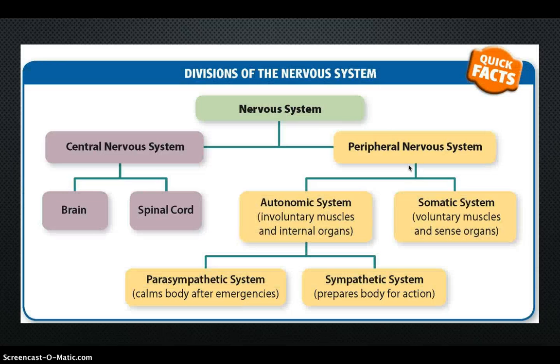Here's some divisions of the nervous system. We have the main nervous system broken into the central nervous system and the peripheral nervous system. The central nervous system has 2 parts, the brain and the spinal cord. The peripheral nervous system also has 2 parts, the autonomic system and the somatic system. The autonomic system controls the involuntary muscles and internal organs and is broken into the parasympathetic system and the sympathetic system. The parasympathetic system calms your body after emergencies, and the sympathetic system prepares your body for action. Going back to the somatic system, that is your voluntary muscles and sense organs.